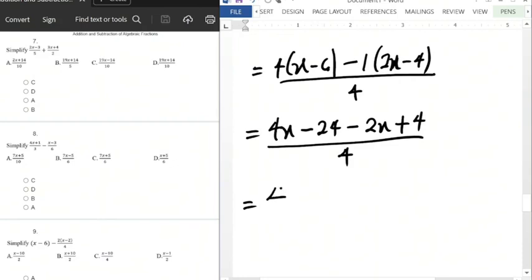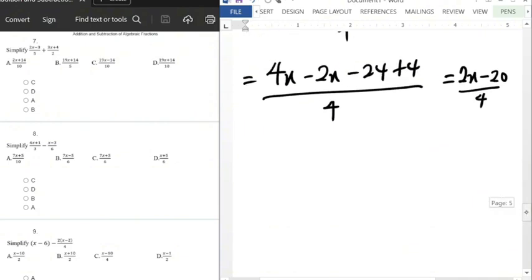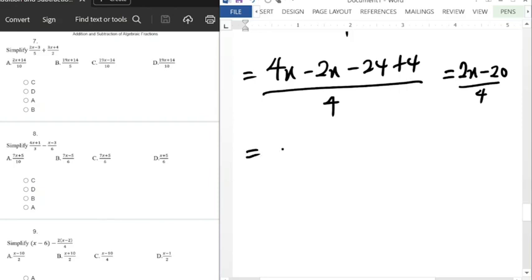So solve it further. We collect like terms. That's 4x minus 2x minus 24 plus 4, everything all over 4. So 4x minus 2x is going to give us 2x, minus 24 plus 4 is going to give us minus 20, all over 4. So the question is, are we going to leave our answer like this? No, because we still have something that can go into all three terms: 2x, 20, and 4.